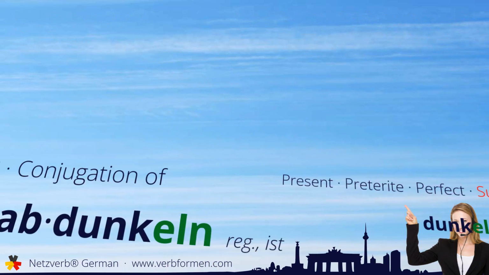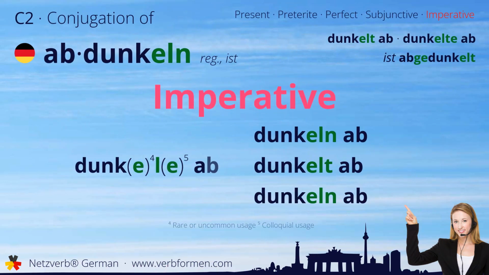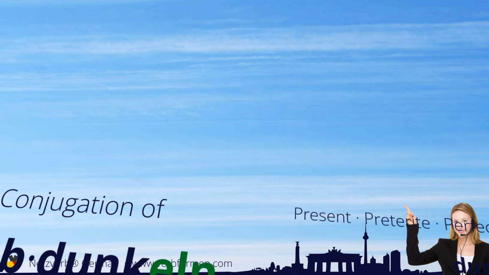And finally, we'll cover the imperative. Dunkle ab du. Dunkeln ab wir. Dunkelt ab ihr. Dunkeln ab sie. That was our today's learning video about the verb abdunkeln.